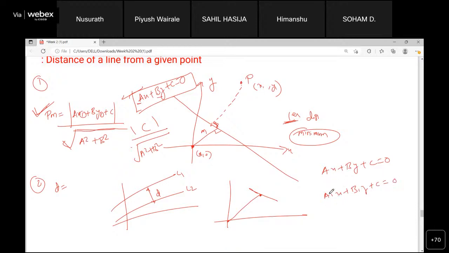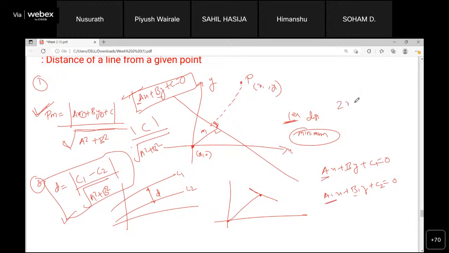Now, if I want to find the distance, first let me discuss the formula. One constant is c1 and the other is c2. It can be c1 minus c2 or c2 minus c1, it doesn't matter, because we are ultimately taking the positive value only. So the distance is c1 minus c2 divided by under root of a square plus b square. Now remember that this formula is only valid when a and b are equal in both cases.